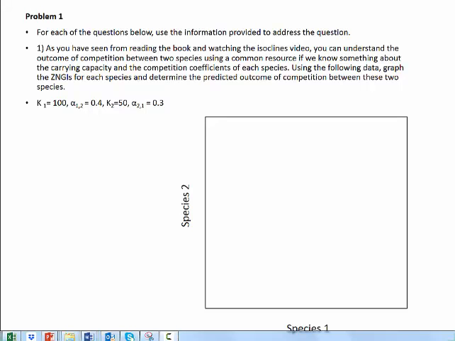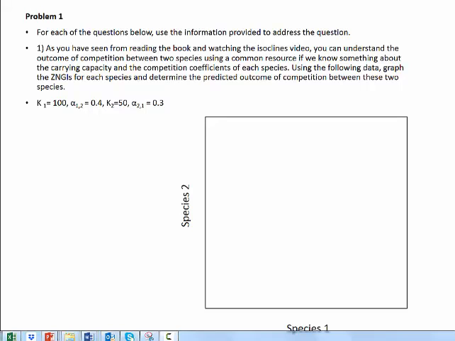Okay, for problem one, it's pretty straightforward. We've got two species that are in competition, species 1 and species 2. And I've gone ahead and labeled the axes, the x-axis for species 1 and the y-axis for species 2. Now, we can't go throwing numbers on here yet because we don't know what the competitive impact of each species is on the other. In other words, we don't know what K1 divided by alpha 1,2 is, nor do we know what K2 divided by alpha 2,1 is. We don't know what those values are, so we can't graph anything on the chart yet.